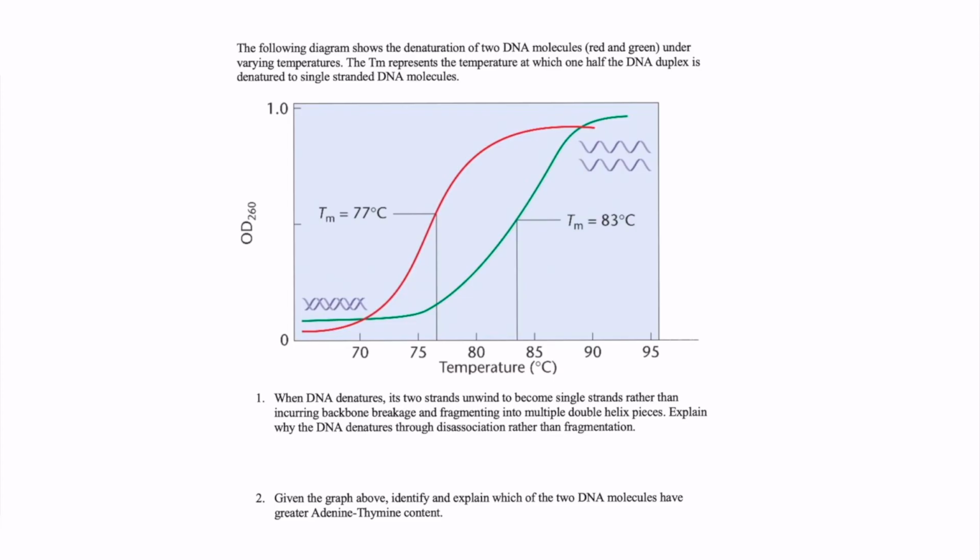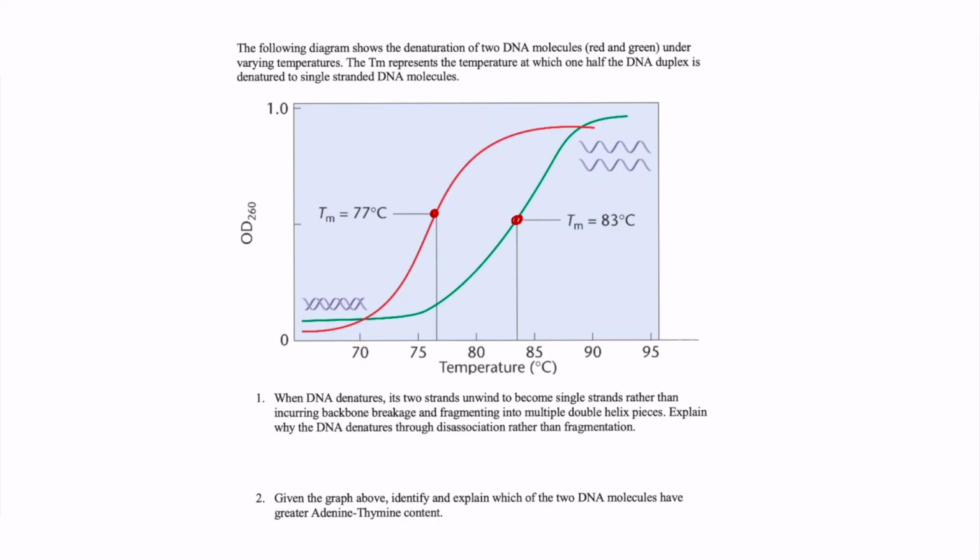Guys, be careful. Each one of these red and green are double-stranded DNA, all right? So it's not like we have the red and the green strands, which are comprised as a single DNA. These are 2 separate double helical molecules. And it says the Tm represents the temperature at which 1/2 of the DNA duplex is denatured to single-stranded DNA molecules. All right, good. So we have this graph here, and there's the Tm for the red, and then there's the Tm for the green.